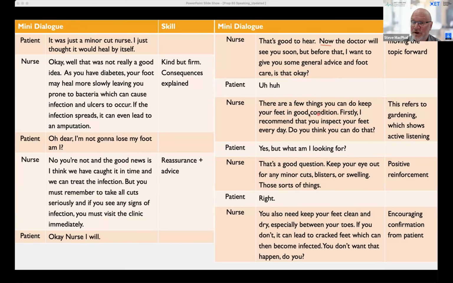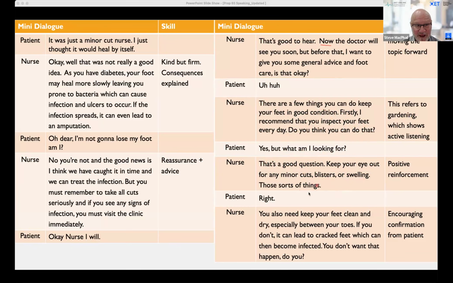There are a few things you can do to keep your feet in good condition. Firstly, I recommend that you inspect your feet every day. Do you think you can do that? All right. Yes, but what am I looking for? That's a good question. Keep your eye out for any minor cuts, blisters, and or swelling, those sorts of things. Again, what am I looking for?